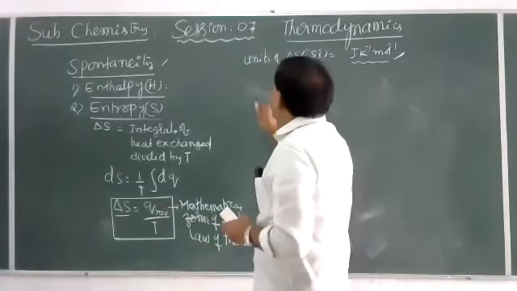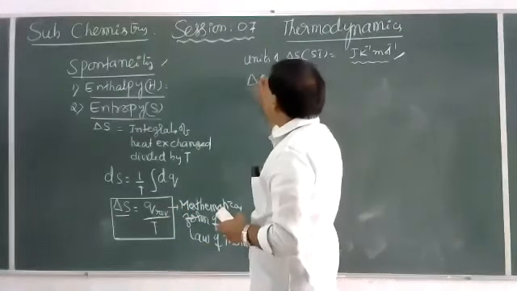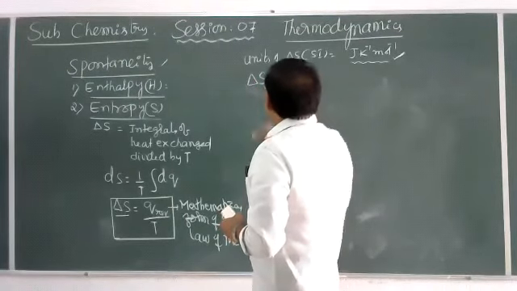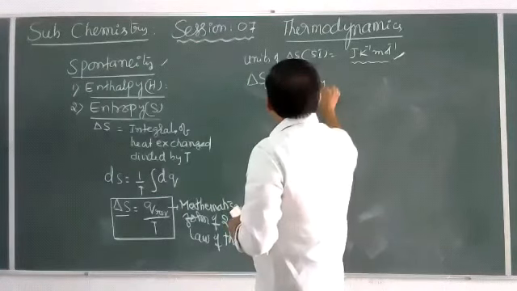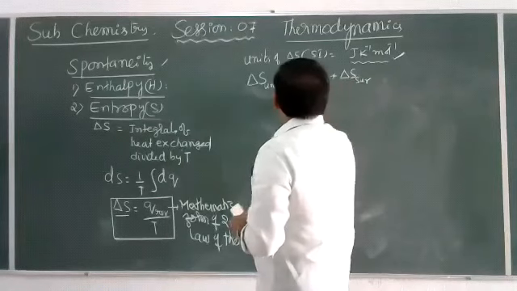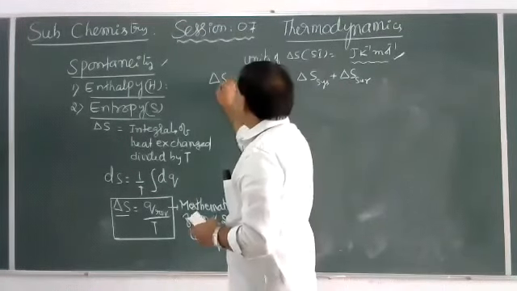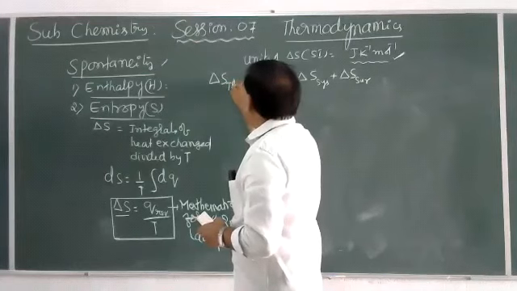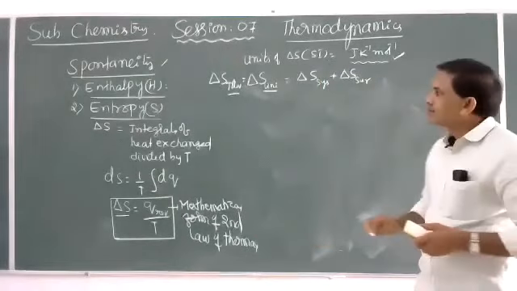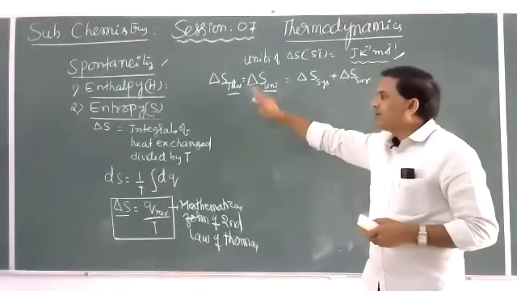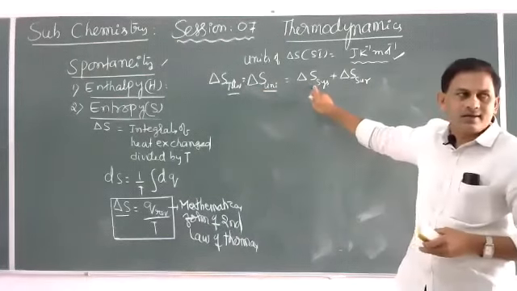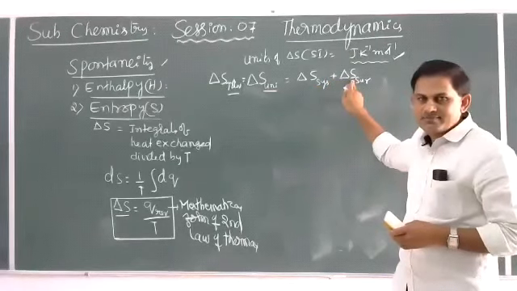According to this, the change in entropy of the universe is equal to the change in entropy of the system plus the change in entropy of the surroundings. This is also called the total change in entropy, where total means universe. The change in entropy means the disorderedness or randomness of the universe, so we consider both system and surroundings.